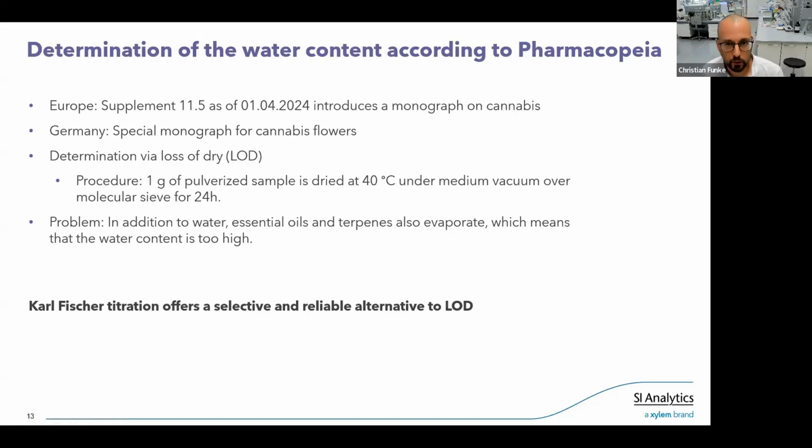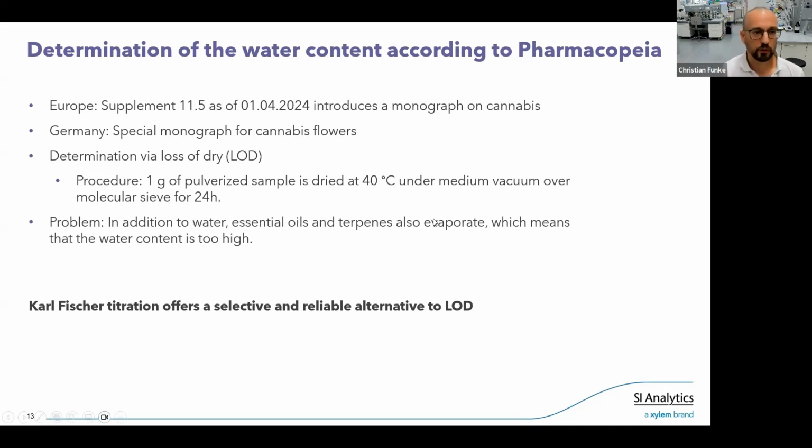In Europe, in the European Pharmacopoeia, on the 1st of April this year, a new supplement was introduced. And this was the first monograph which explains how cannabis is treated in Europe. In Germany, there was for a longer time a monograph available, which also was the base for this European monograph.